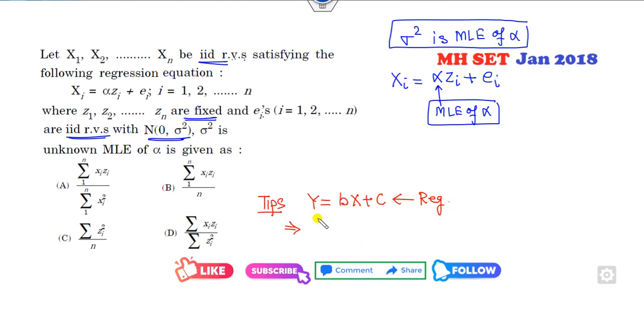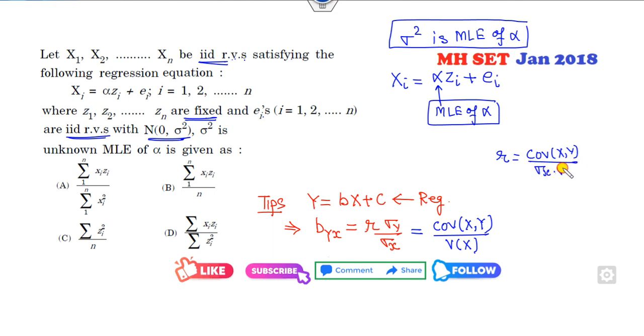What we call this b is the regression coefficient of y on x. What is the formula of this? It is the correlation coefficient times sigma y over sigma x. Or you can also write this in terms of the covariance of x comma y divided by variance of x. That is the same meaning, because we all know R will be covariance divided by sigma x into sigma y. If you substitute R here, sigma y will be cancelled out, and sigma square will be here.